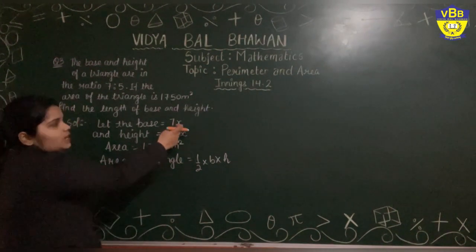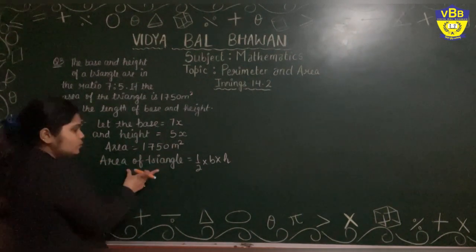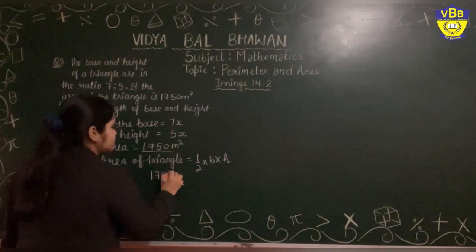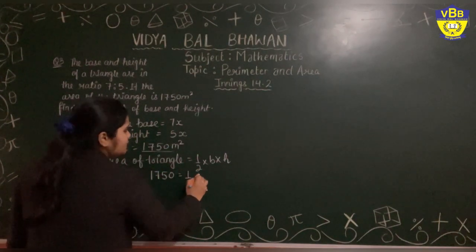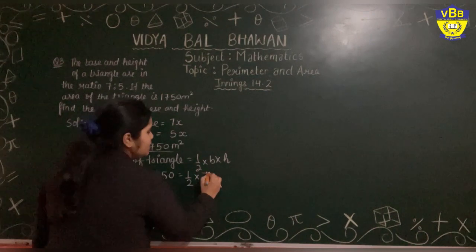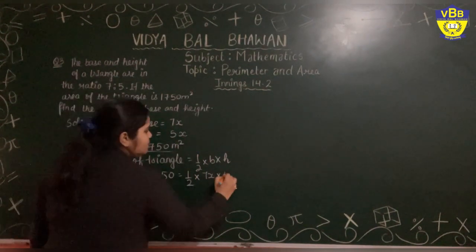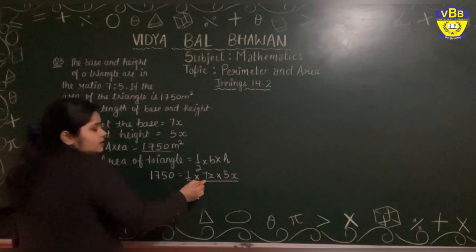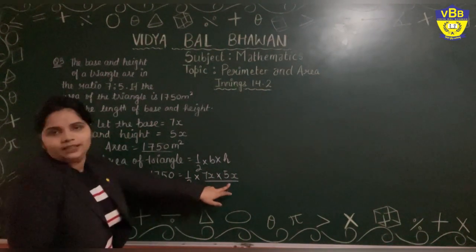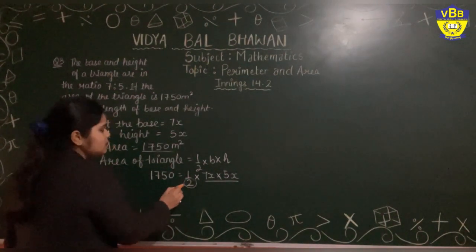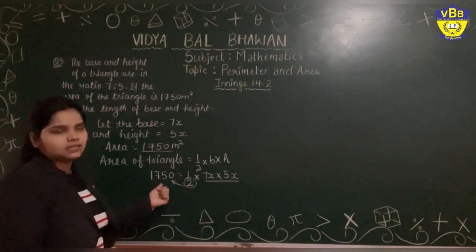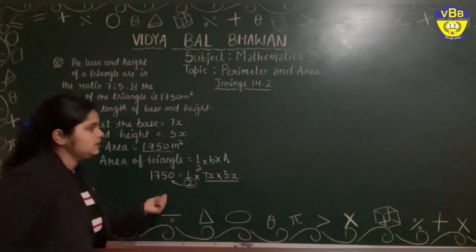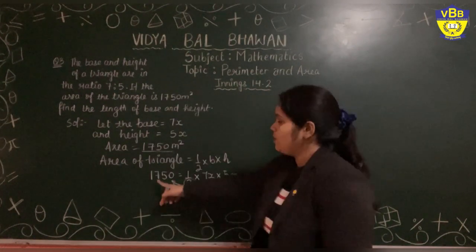For that, first we are calculating the value of x. Do we know the area of this triangle? Yes, it is 1750. 1 by 2 is a constant number. What is the base? 7x. What is the height? 5x. Fine. Now, these will be multiplied because they are like terms. Here 2 is in division. I am transposing this 2 to the other side. If it is in division over here, it will be multiplied with this area. So what will be our next step?